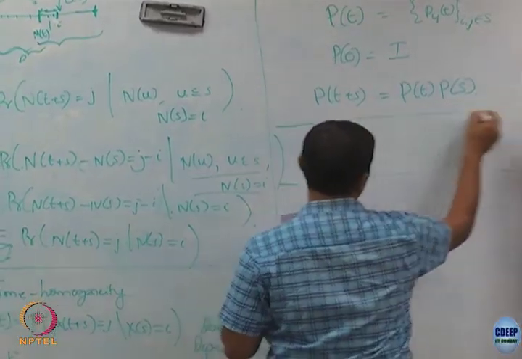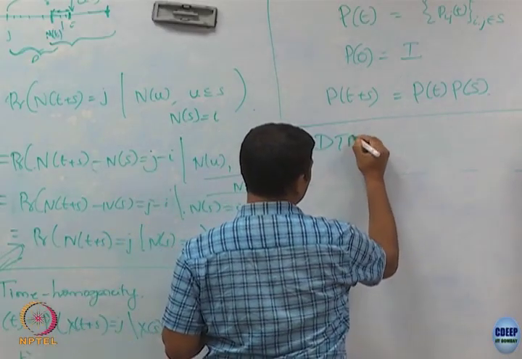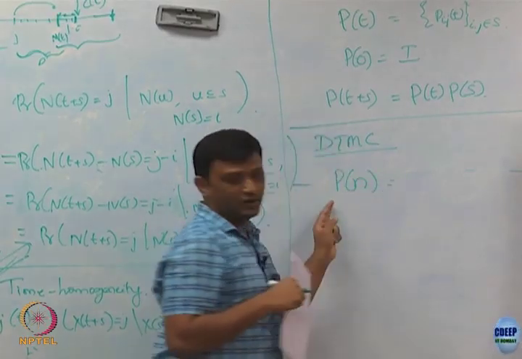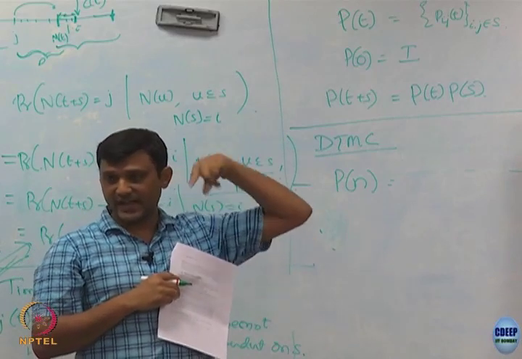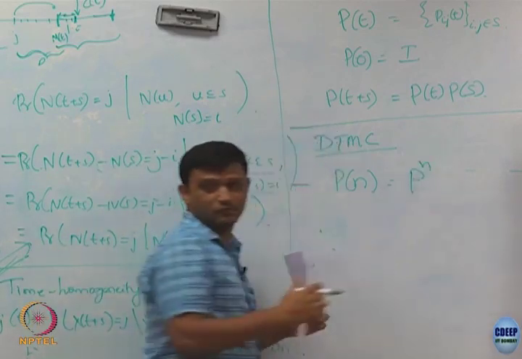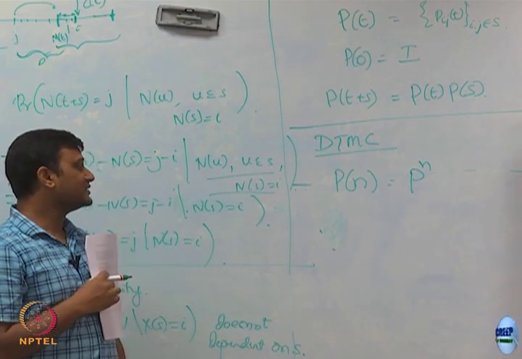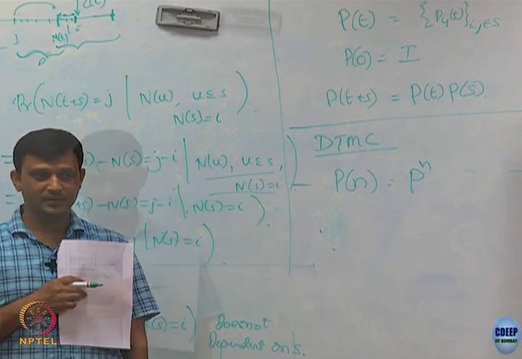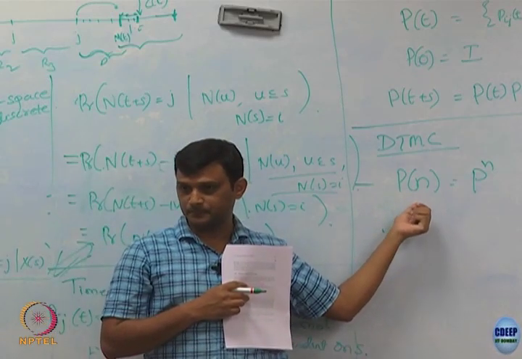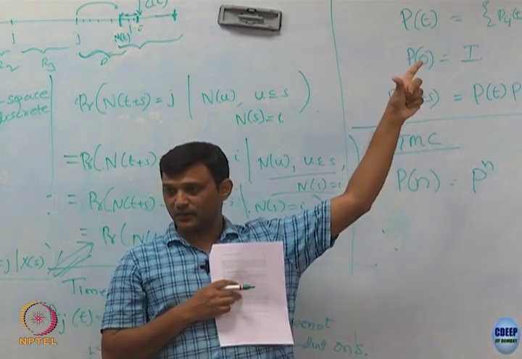Now here is the contrast. Let us contrast with our DTMC, where we had written P(n). What is P(n)? In the case of DTMC, it is the n-step transition probability matrix, which we had written in terms of the one-step transition probability matrix by raising it to the power n. If a similar analogy held for CTMC, what is the meaning of n here? When you take t, the interpretation in CTMC is an interval of length t.